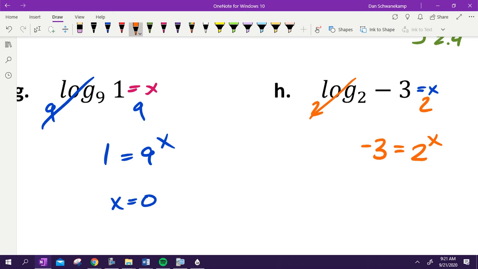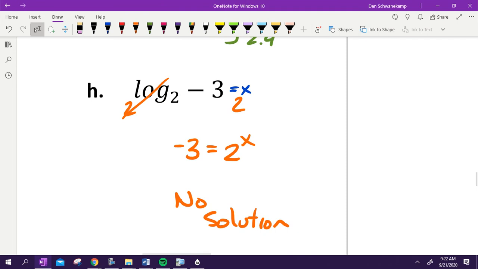We raise both sides to a base of 2. The 2 and the log base 2 cancel. I get 2 to what power gets me negative 3? Show me your fingers. 2 to what power is going to get me negative 3? Nothing. No solution. Okay? Understand why.